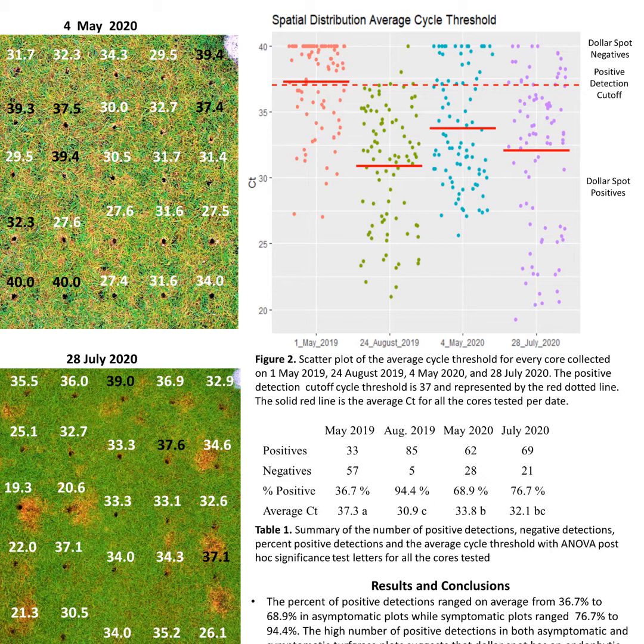We also noticed CT values below 25 were only seen in symptomatic plots and were associated with cores in close proximity to dollar spot visual symptoms, suggesting visual symptoms appear once a concentration threshold is reached.